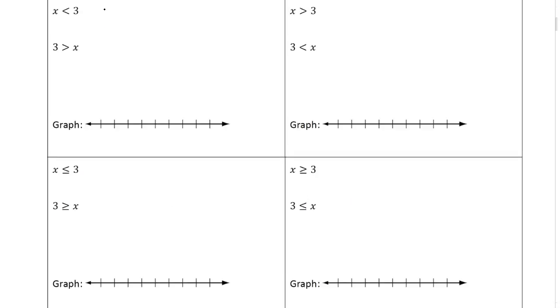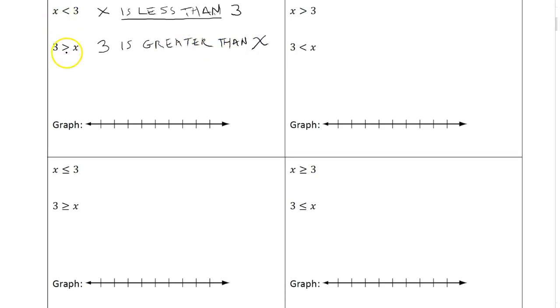When the small part of the pointer is pointed towards the x, it refers to all numbers that are less than 3. It is read as x is less than 3. When the 3 comes first, pointer is still pointed towards the x, we have 3 is greater than x. This still means all numbers that are less than 3.